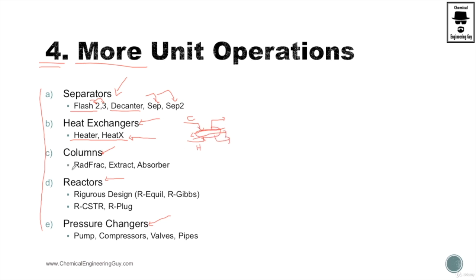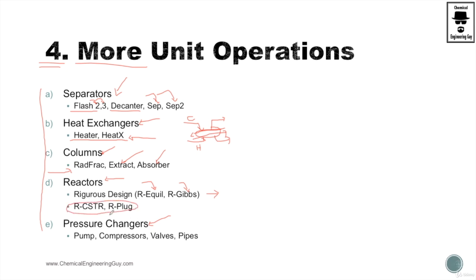The columns, we are going to check out more on RadFrac, also Extract, and how to model absorbers or strippers. Then we continue with the reactors, more rigorous design. Previously we saw the RStoic, which is based on the stoichiometry, and RYield. Now we're going to check out more on the equilibrium and Gibbs free energy, which uses the equilibrium constant.